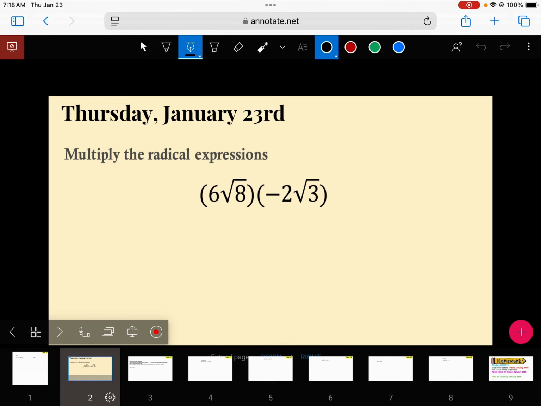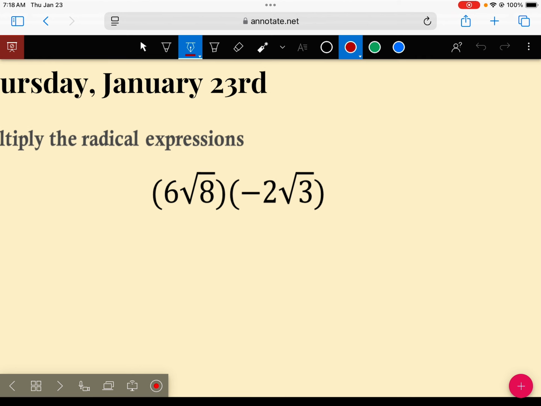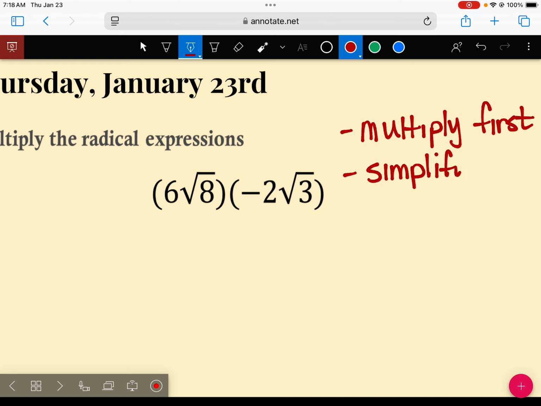So the thing to remember with multiplication, can you write that you would multiply first? First, you're going to multiply, and then you simplify. That's different from adding and subtracting. So when I say multiply, I'm talking about the number. So that would be these two numbers. You're going to multiply the numbers that are not under the square root, and then you're going to multiply the numbers that are under the square root.